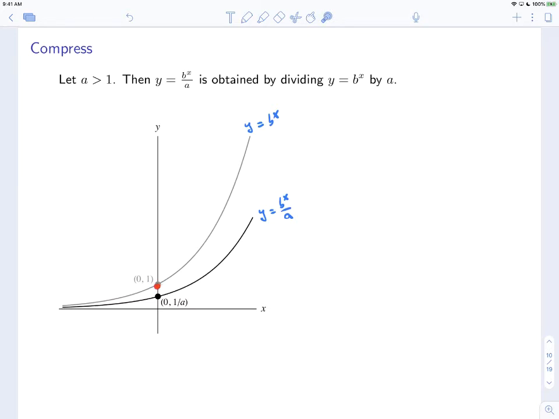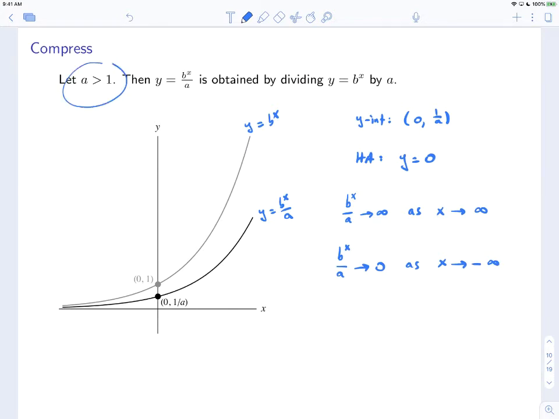So in particular, the y-intercept, where y is equal to 1, we divide it by a to get 1 over a. So the y-intercept is the point (0, 1 over a). The horizontal asymptote is still y equals 0. The end behavior is still the same. So as you move to the right, you still go off to infinity. So b to the x divided by a still goes to infinity as x goes to infinity. And b to the x over a still goes to 0 as x goes to negative infinity.